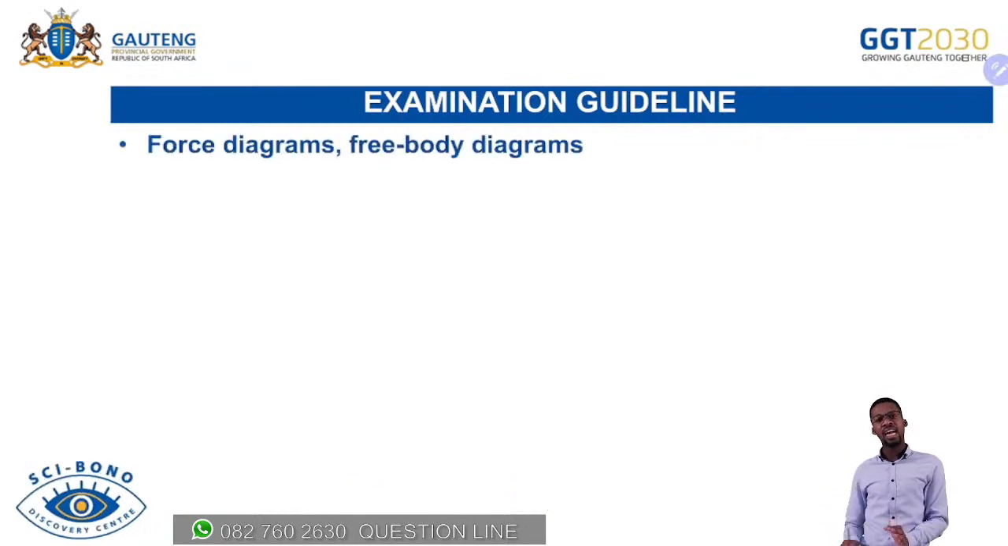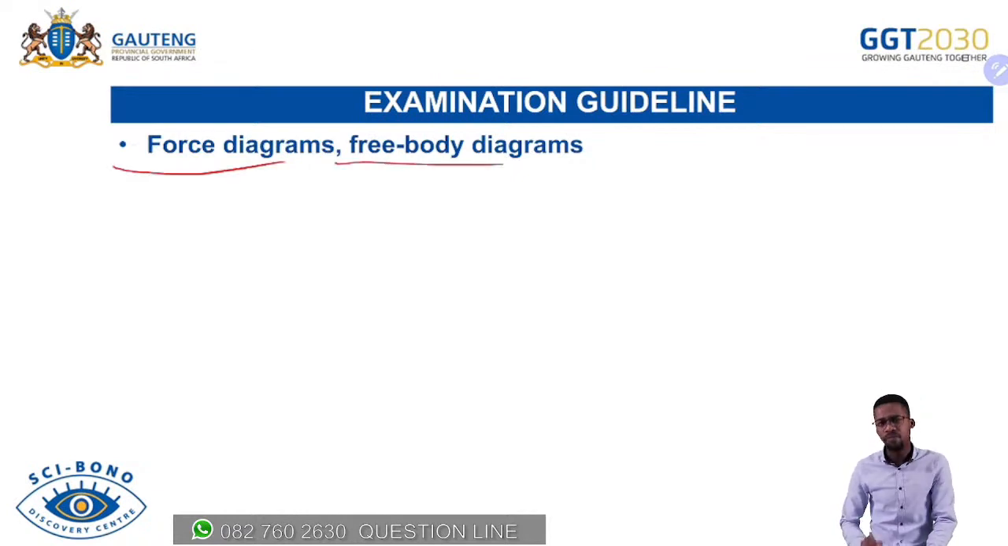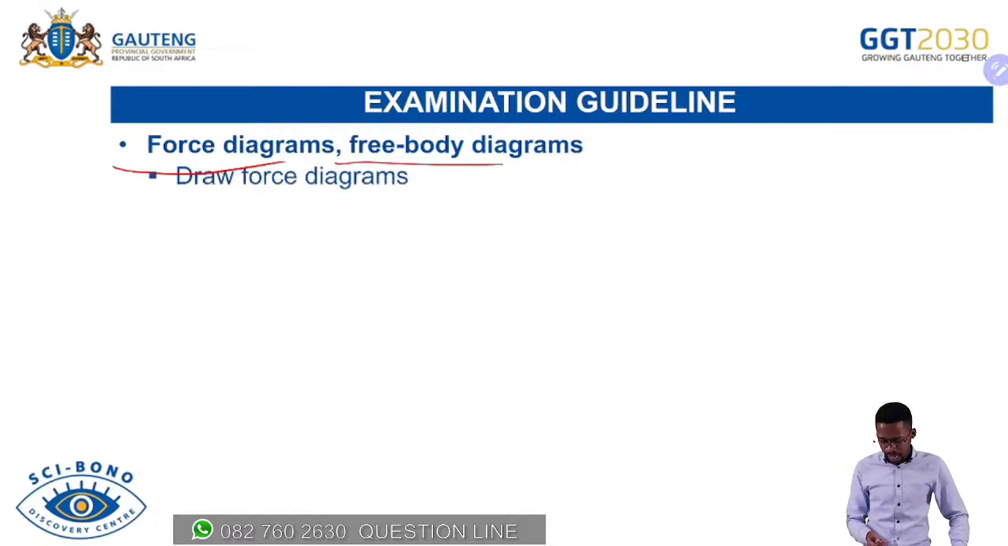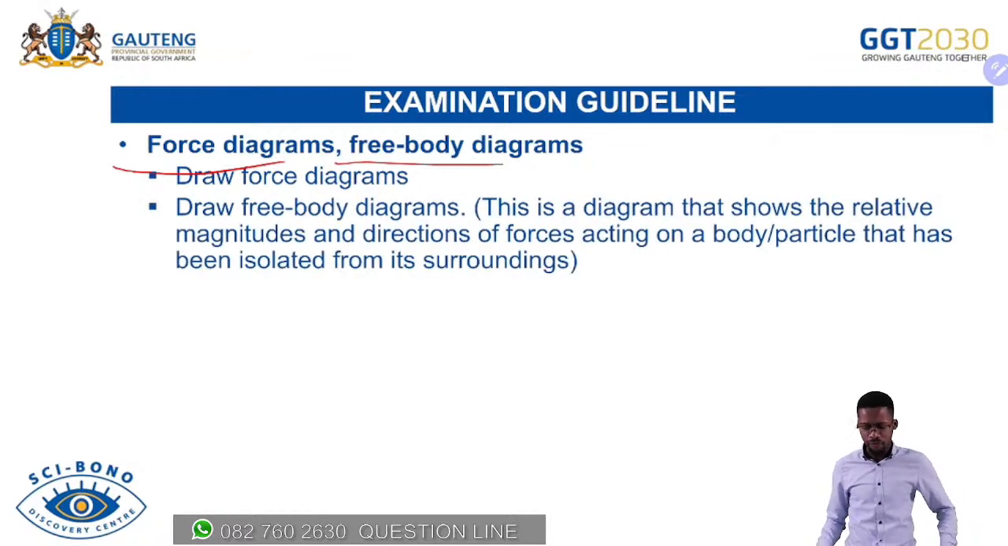So the exam guideline tells you that you should be in a position to draw what? The force diagram. This is what we're going to do. Draw the force diagram and draw what? The free body diagram. So the exam guideline tells you that you will be assessed to draw a force diagram or a free body diagram. Draw a free body diagram of all the forces acting on the object.